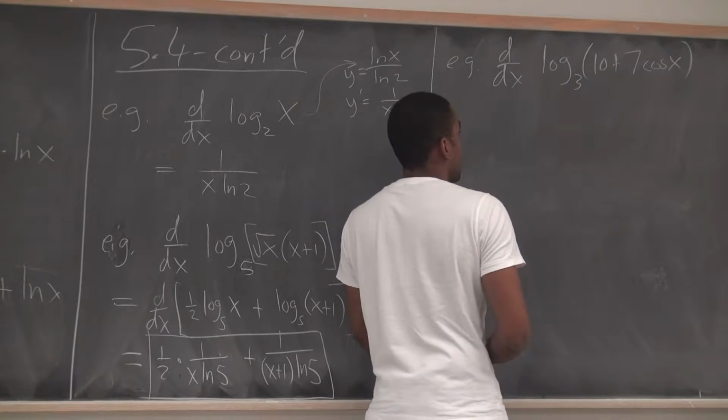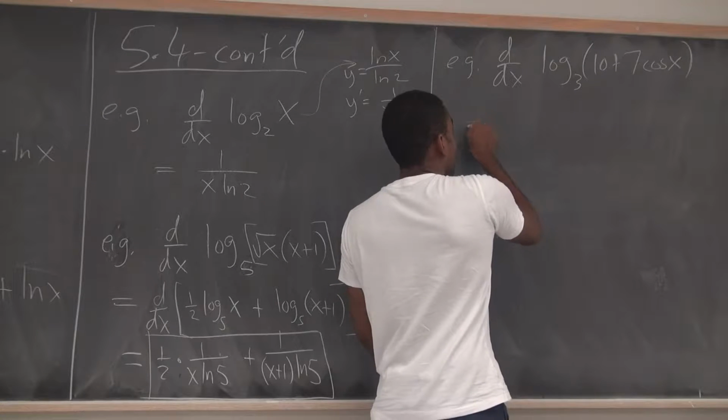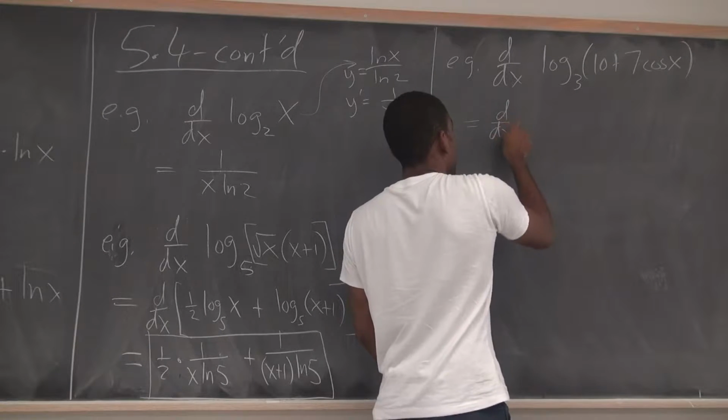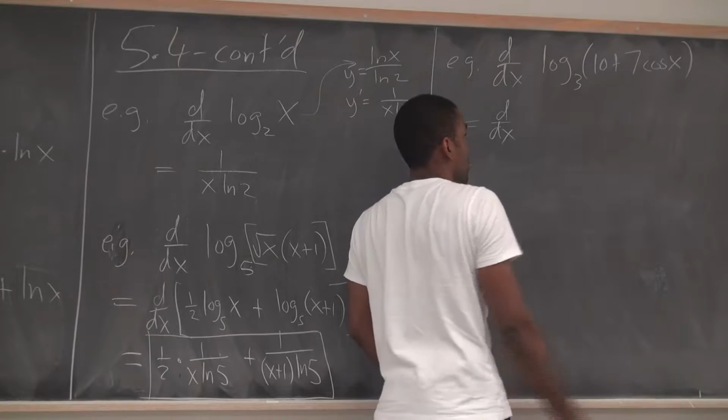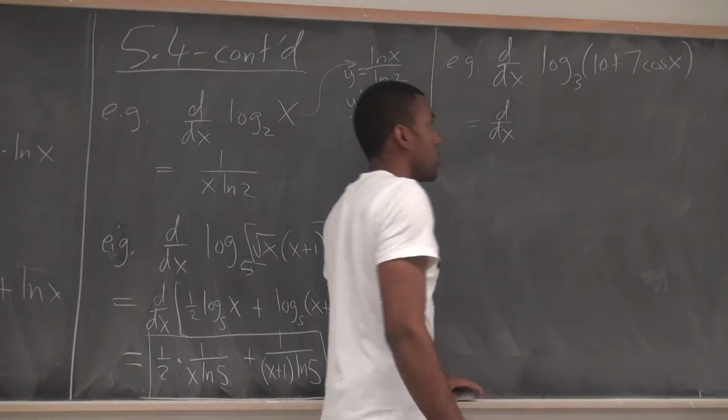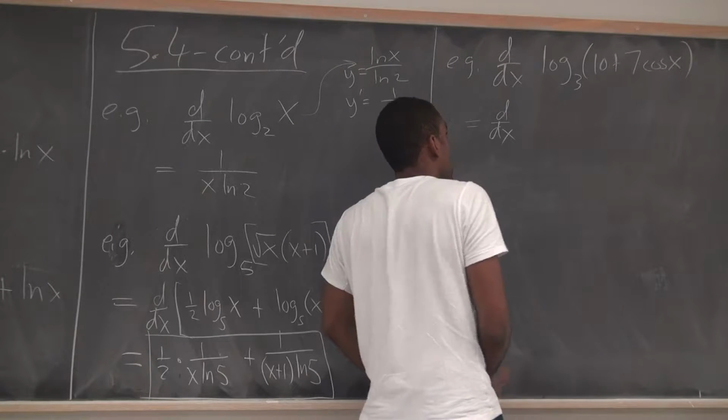Okay, so how do we do this? Can we split this up? No, there's a plus here. You don't have a rule for splitting a log across a sum, so what do we do?